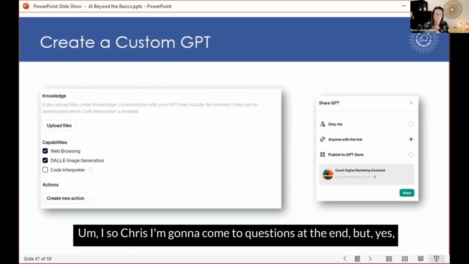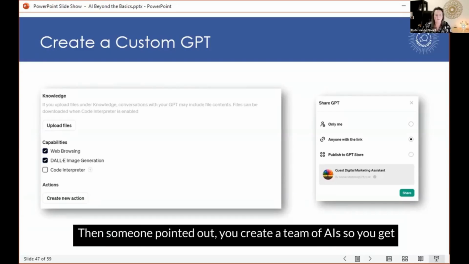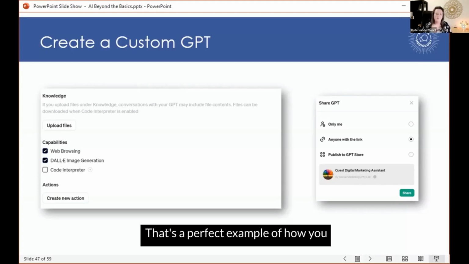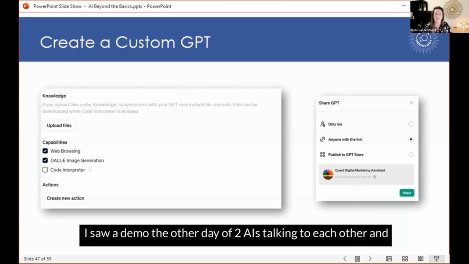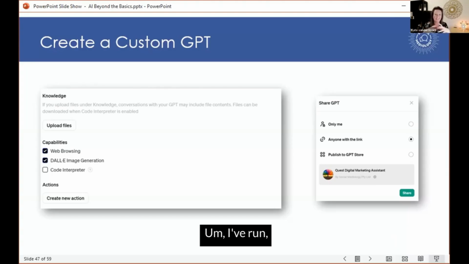So Chris is saying, I'm going to come to questions at the end, but yes, I always thought you had to edit and fact check the output of ChatGPT. Then someone pointed out you create a team of AIs, so you get one to write, another to fact check. Absolutely, Chris. That's a perfect example of how you could use a team of custom GPTs. I saw a demo the other day of two AIs talking to each other, and you give them an idea to brainstorm, and they just keep improving the idea.